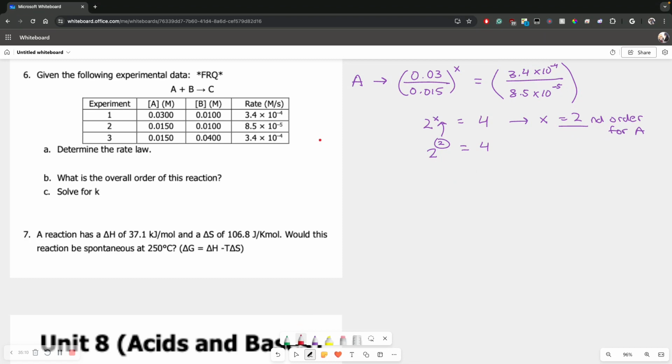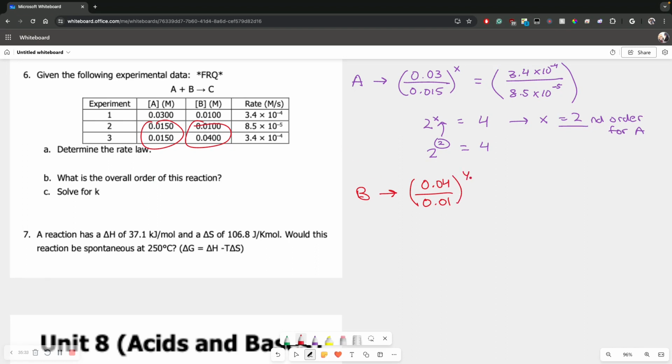In the same way, we can calculate for B as well. We want something where it changes for B but remains constant in A. Remember, the higher number also goes on top. So we have 0.04 over 0.01. This is experiment 2 and 3, because B changes from 0.04 to 0.01, but A remains constant at 0.015.